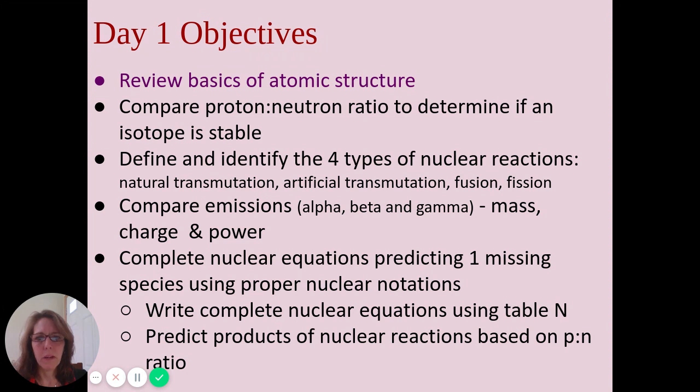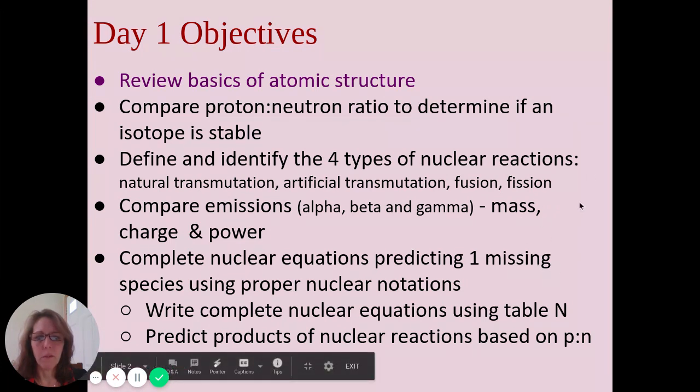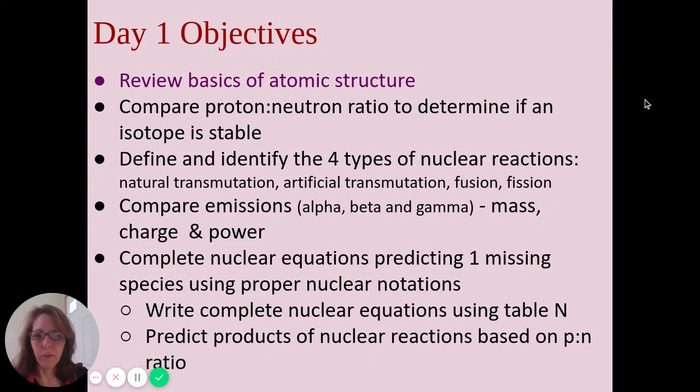So we're going to talk about what makes an atom stable, defining the different types of reactions and then identifying them, comparing the different emissions that are given off, and then being able to write chemical equations. Those are the objectives that I hope you'll be able to do by the end of this lesson. At any point, of course, you can pause the video, you can come back and watch it again, slow it down, speed it up, totally up to you.